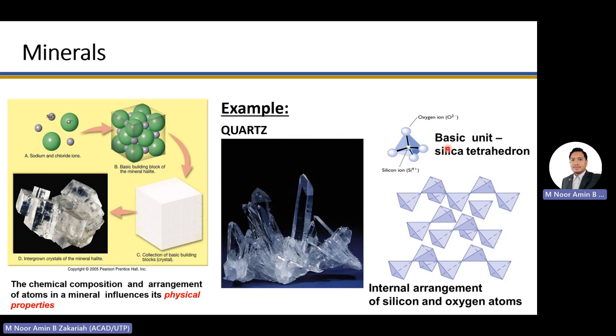The arrangement of atoms in a mineral's crystal structure determines the mineral's physical properties. For example, the hardness of a mineral is determined by the strength of the bonds between the atoms in the crystal structure. Minerals with strong bonds are harder than minerals with weak bonds. The color of a mineral is also determined by the arrangement of atoms in the crystal structure. Minerals that contain certain elements such as iron will often be a certain color. For example, hematite, a mineral that contains iron, is typically red in color. So the chemical composition and arrangement of atoms in a mineral influence its physical properties. The different elements that make up minerals and the way these elements are arranged in the crystal structure determine the mineral's hardness, color, and physical properties.